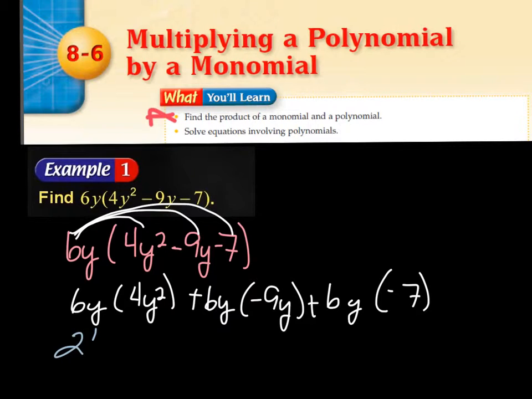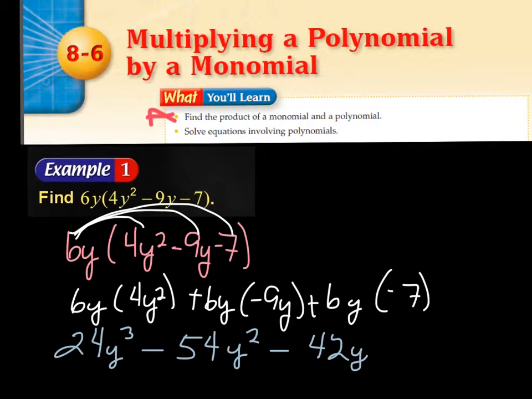So I'd have 6 times 4 is 24, y times y squared is y cubed. I have 3 factors of y now. Positive times a negative is a negative, so instead of going plus negative, I'm just going to write minus 54, y times y is y squared. And positive times negative is a negative again, 6 times 7 is 42. And there is no other y, so it's just going to stay y.